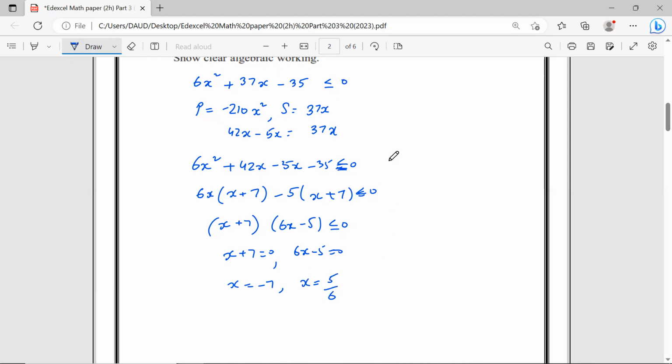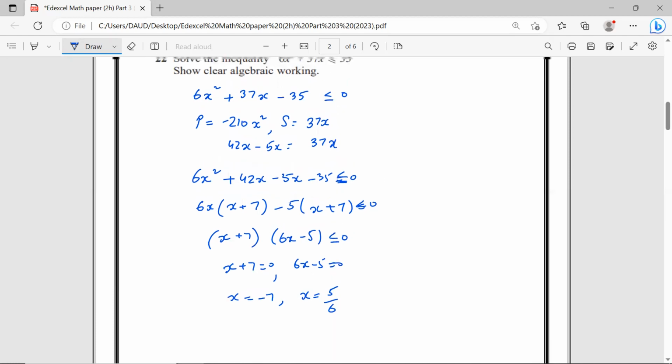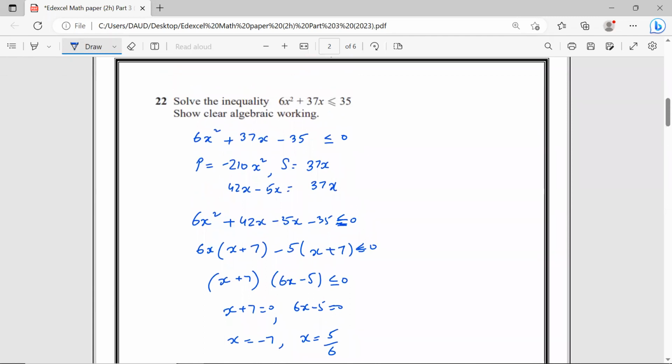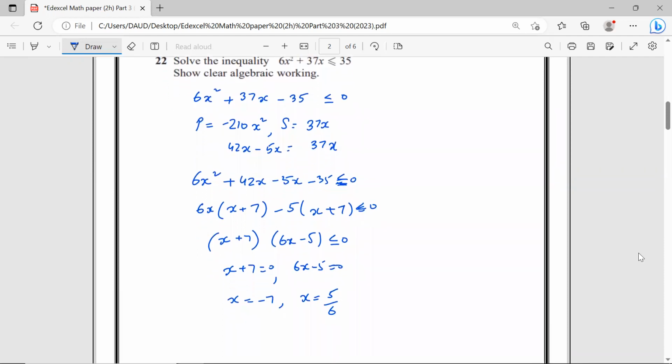Remember that the function is less than or equal to 0, and it has a U shape because x squared is positive. So your curve shape is U, and if the function goes up it is increasing, and here it is decreasing. Let's suppose here we have minus 7, and here this point represents 5 over 6.